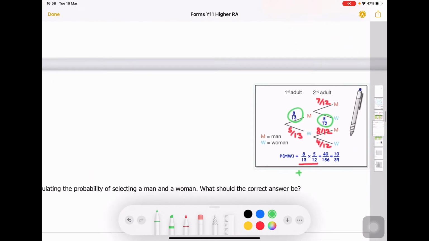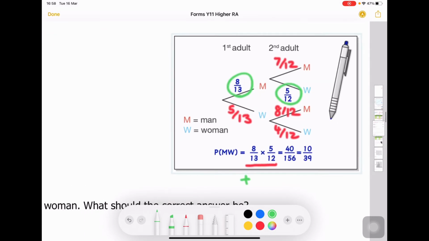Okay, so what they've done is they've worked out the probability that you select a man and then select a woman. But remember, the order doesn't matter unless they state that it does. The order doesn't matter. So we need to work out the probability of us selecting a female followed by a male. So that would be this multiplied by this. And so it's actually pretty much the same as the other one.